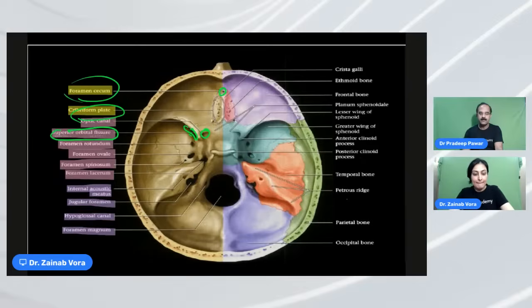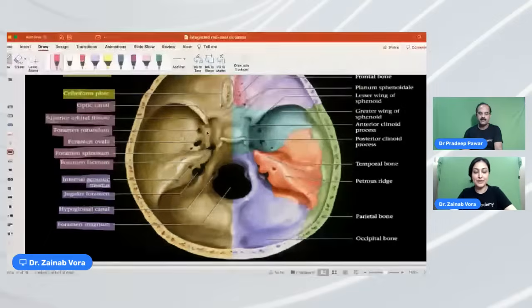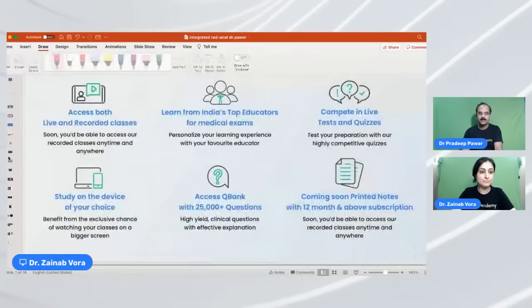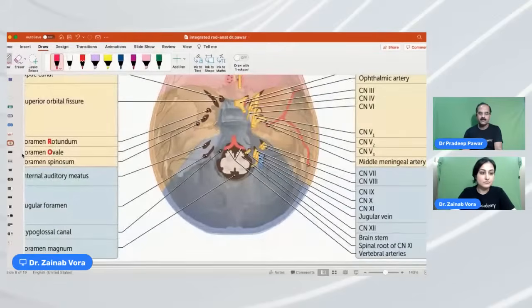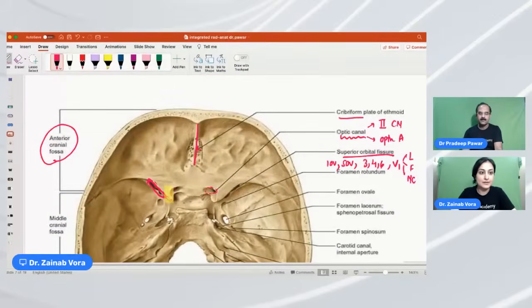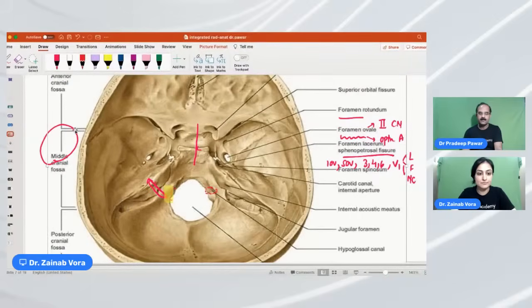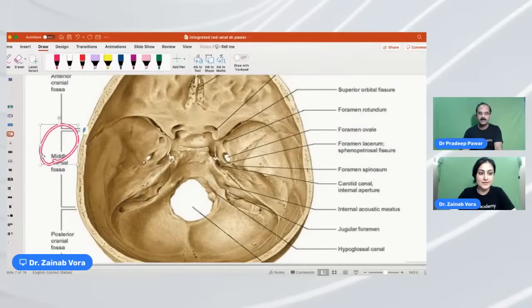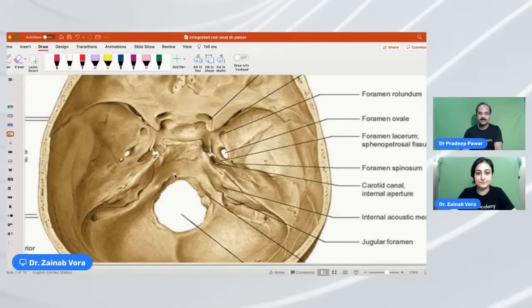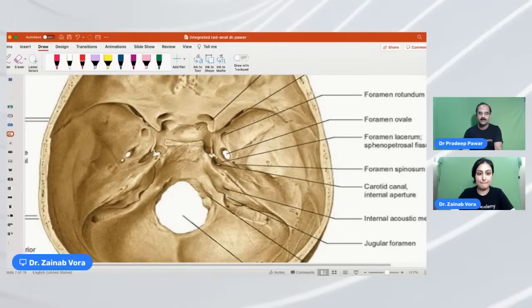Yes, sir? Yeah, you're fine. Can we? Yes, sir. I'm just going back to the same image. Yes, sir. Can you zoom it? Is it possible? Yes. Okay. Nice, nice. Yeah. Okay.